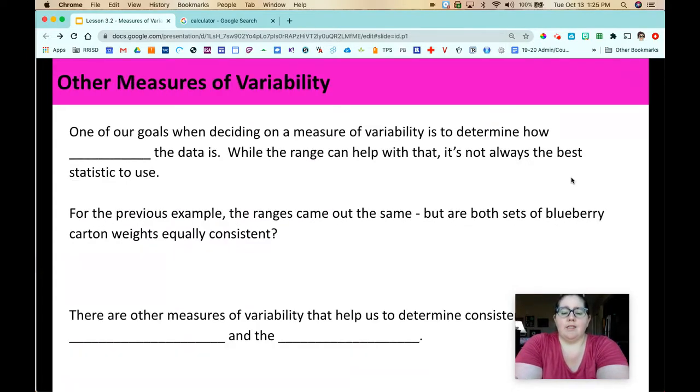So one of our goals when deciding on a measure of variability or spread is to determine how consistent the data is. I used that word earlier. So while the range can help us with that, it's not always the best statistic to use. For that last example with the blueberries, the ranges came out exactly the same. But are both sets of blueberry carton weights equally consistent?